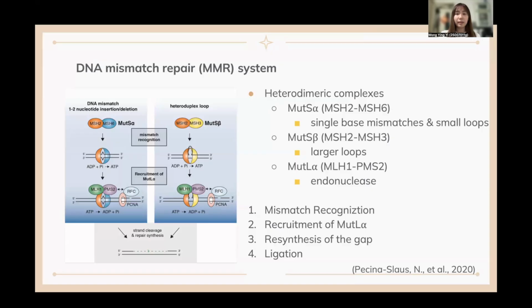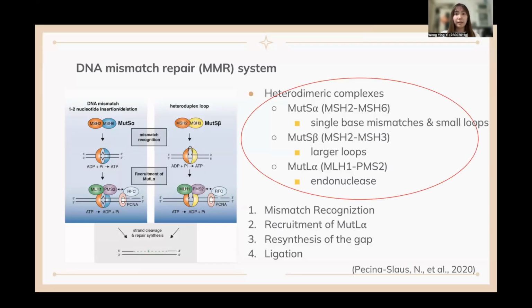Upon mismatch recognition by MutS alpha and MutS beta, followed by the recruitment of MutL alpha, it initiates the excision of the erroneous strand by exonuclease 1. And then the DNA polymerase delta utilizes the parental strand as a template to resynthesize the gap, and the gap is sealed by ligation.